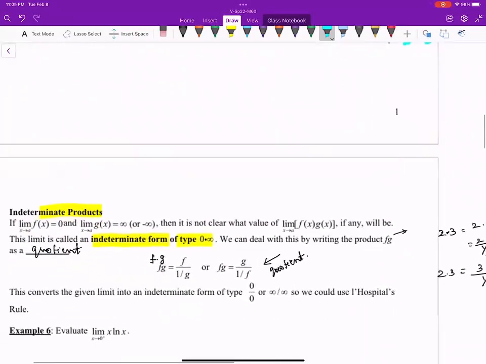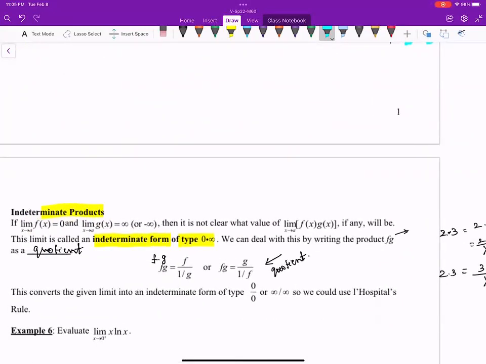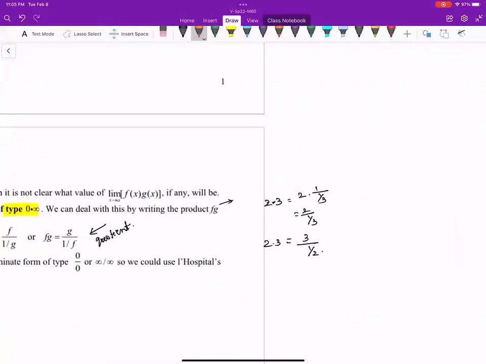Let's see another indeterminate form, the indeterminate product. Consider the limit as x approaching a of f of x times g of x, the product. If one of them approaches 0 and the other one approaches infinity, then it's neither 0 nor infinity. The product is neither 0 nor infinity. So in order to apply L'Hopital's rule, we want to bring the product and write that as a quotient. The way we do it, let's say you want to do 2 times 3. What is the other way of writing this as a quotient?